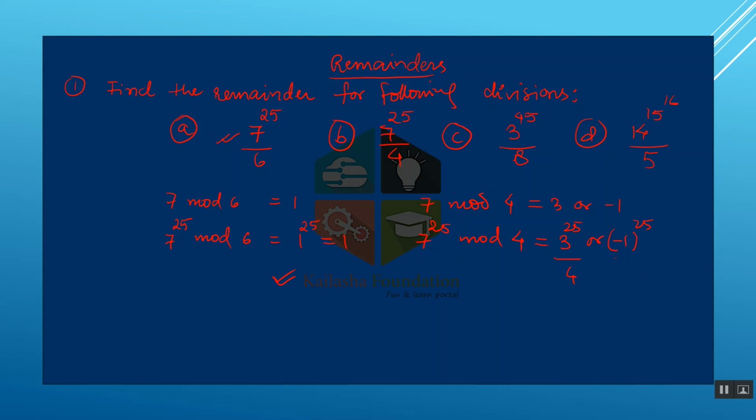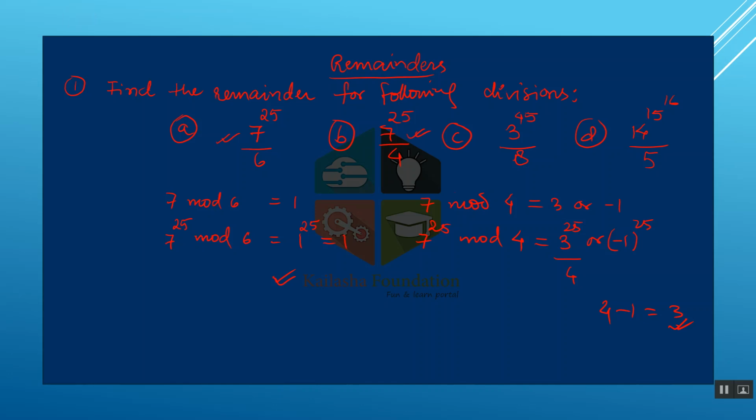This is more appropriate. Minus 1 raised to the power 25 is again minus 1. What I just told you: the meaning of remainder minus 1 is divisor minus 1. So 4 minus 1, what is the remainder? 3. 3 is the remainder when 7 raised to the power 25 is divided by 4. Okay.